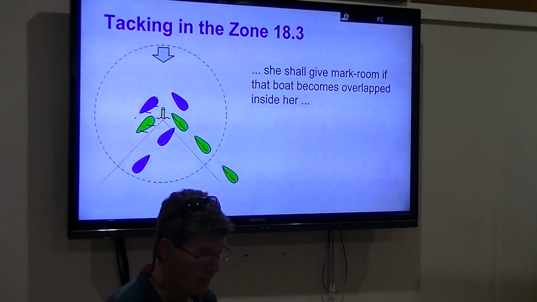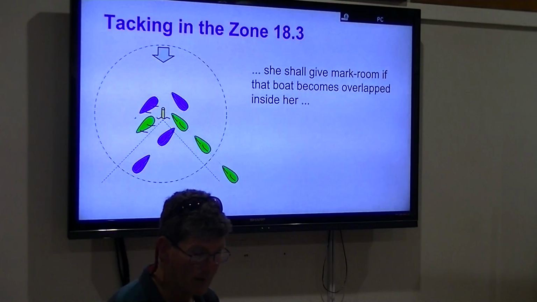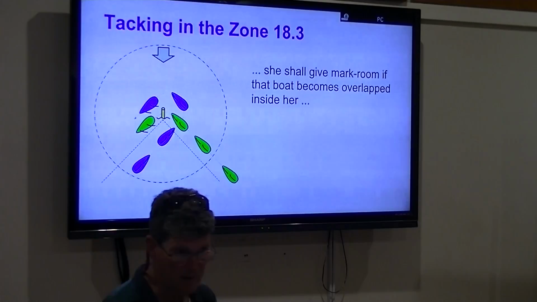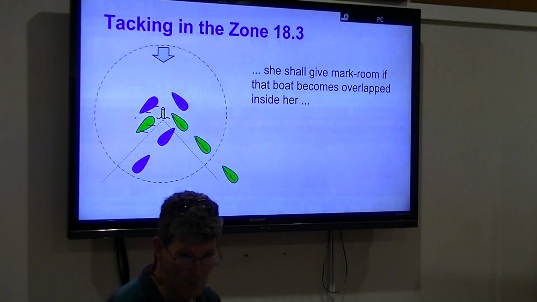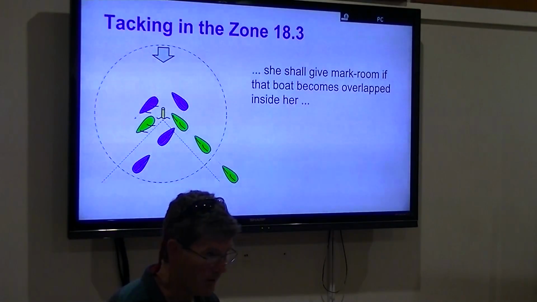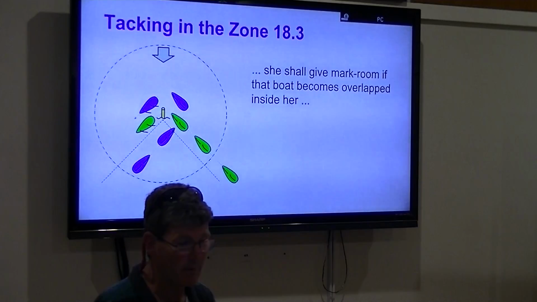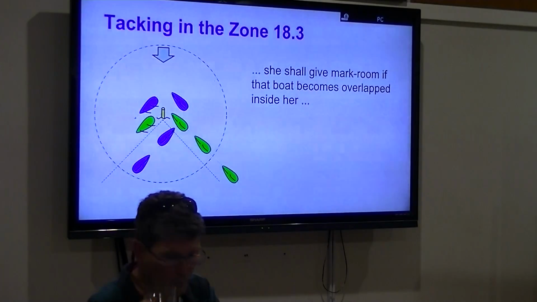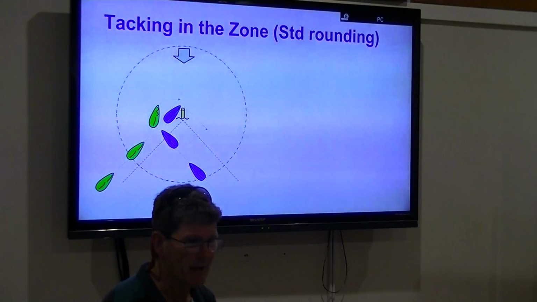If green's steaming in there at high speed, and blue comes in on port, tacks, and says, oh, you've just established the overlap inside the zone, it doesn't count, that's not the case. Because blue tacked, she allows boats to come in inside her, and she has to give them mark room. So a lately established overlap in that situation has to be respected. That used to apply on a starboard rounding.